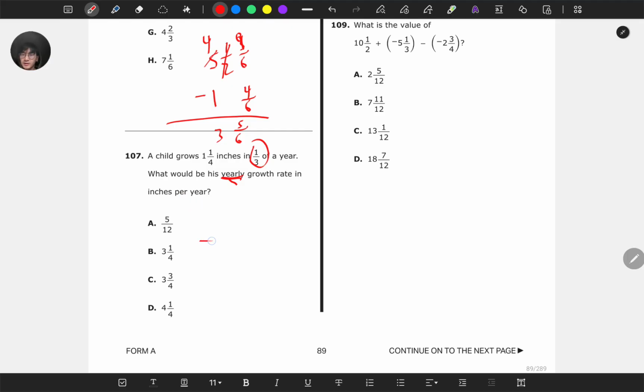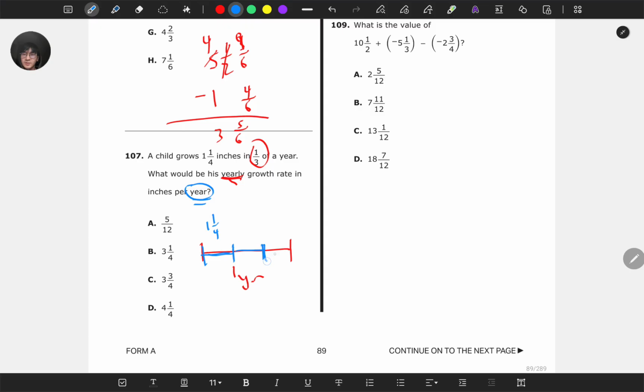Well, pretend this bar is 1 year. They're telling you the behavior for 1/3 of this. They're saying that in 1/3 of the year, he grows 1 1/4 inches. So now they're asking, what would it be per year? So that's the entire year.